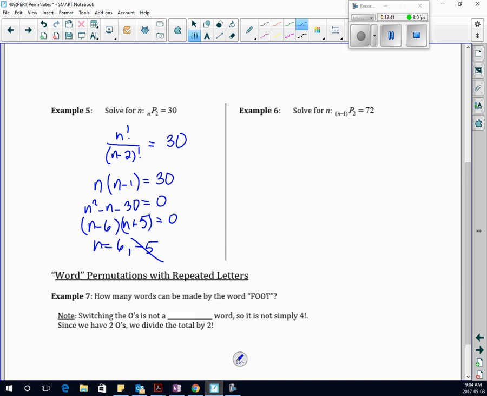Okay, this one's a little harder, maybe. Solve for n. So this is the one that goes in the n factorial spot. So that would be n minus 1 factorial. And what does this 2 mean here? It's going to be this minus this on the bottom. So what do we get on the bottom? N minus 3 factorial on the bottom equals 72. I'll repeat. The formula is this factorial over this minus this factorial on the bottom.